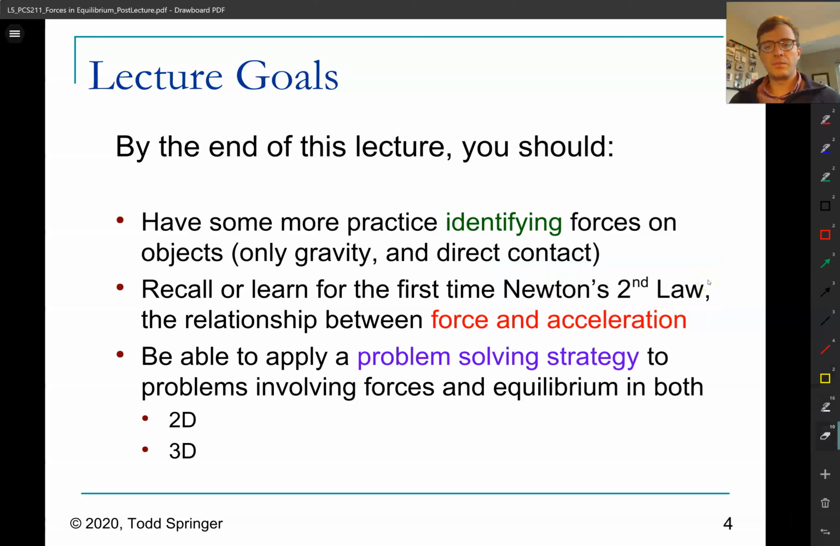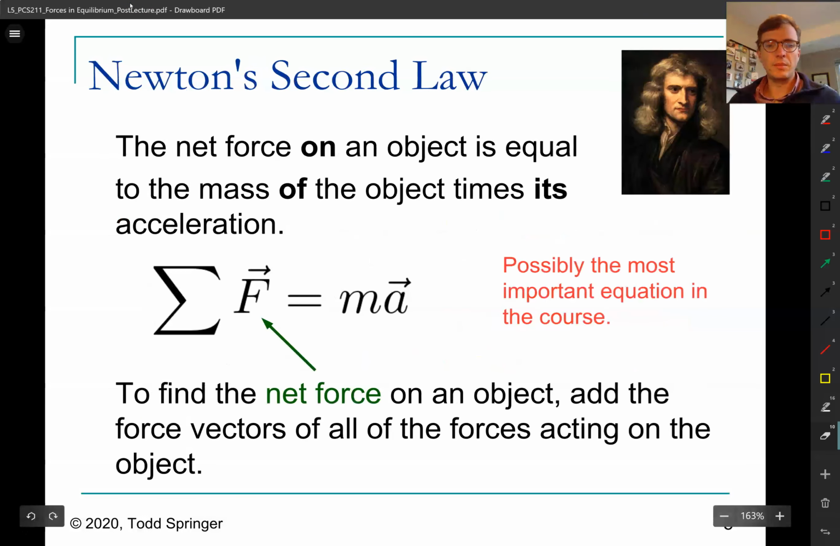And then we're going to use this problem-solving strategy to address both 2D and 3D problems. So I'm going to do 2D problems in this kind of pre-recorded lecture, and then we'll do some 3D problems live. Okay, so here it is, the most important equation in the course, possibly. There's maybe one other one, which are the top two. It's either this one or conservation of energy. Those are the two most important equations.